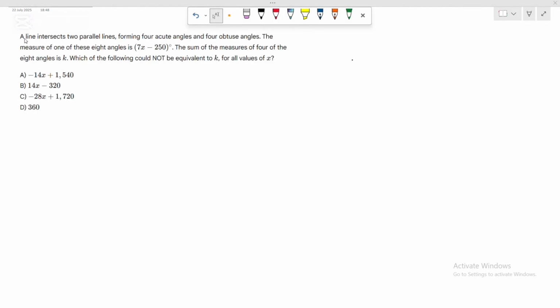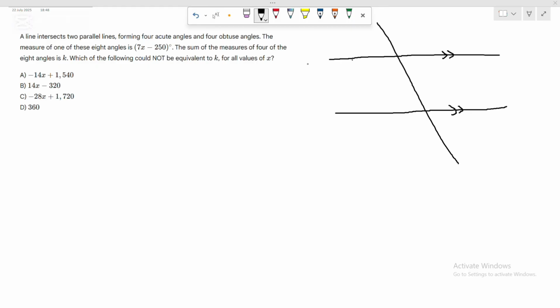Okay, what the question is saying: a line intersects two parallel lines, forming four acute angles and four obtuse angles. So let's draw this situation. There are two lines which are parallel to each other and another line is intersecting both of them. So they form four acute angles and four obtuse angles.